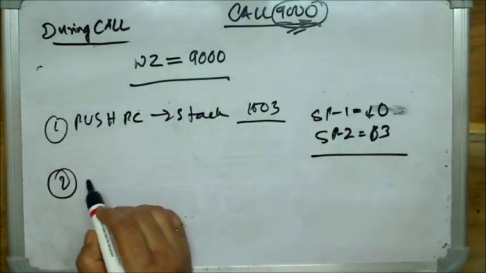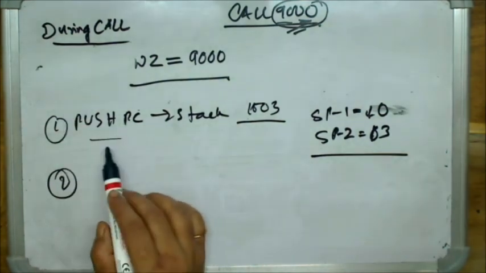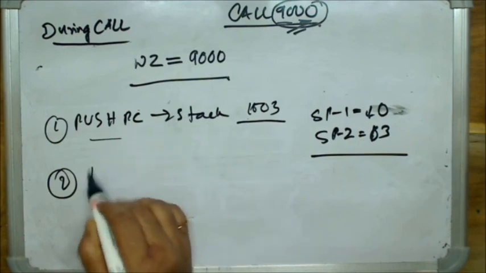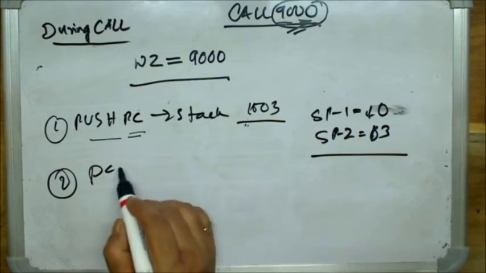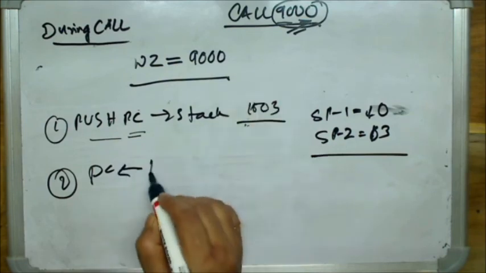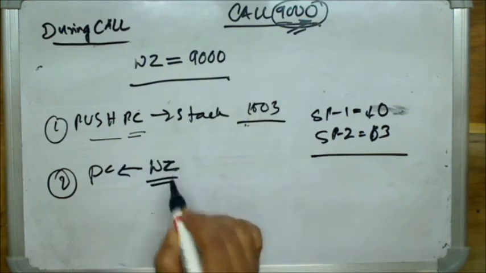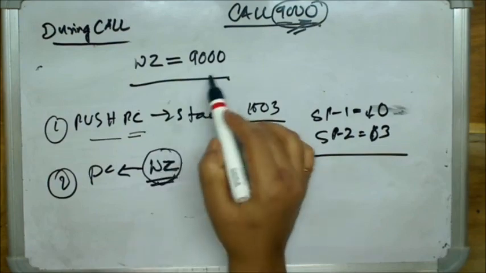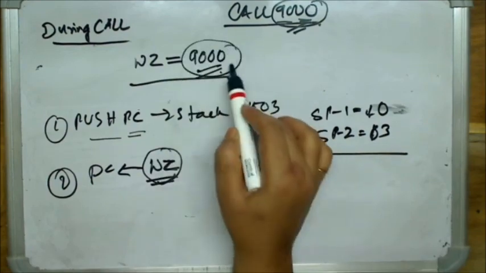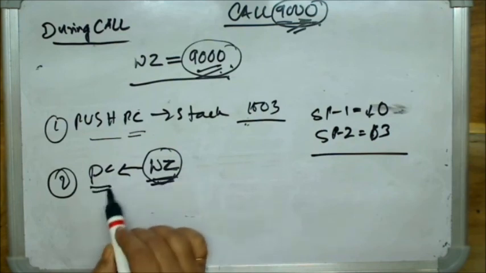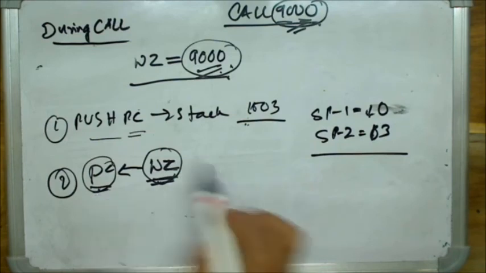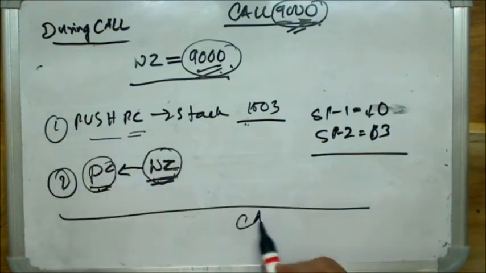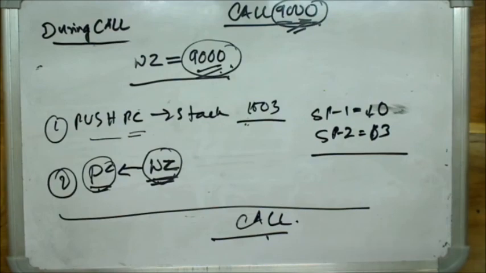Secondly, in the second step, during the call, after execution, what will happen? PC has become free because PC has stored the return address into the stack. Then PC will simply get the number from WZ. The WZ was temporarily holding the subroutine address, so this subroutine address will be placed in the program counter in the second step. So this is the whole execution of your call instruction. I hope you understood.